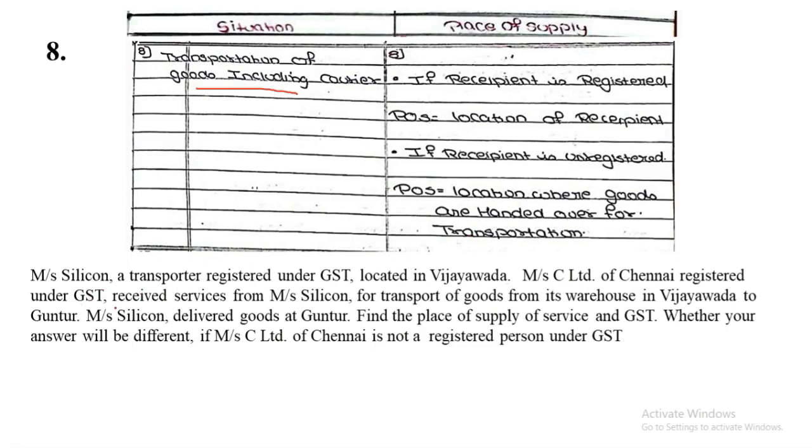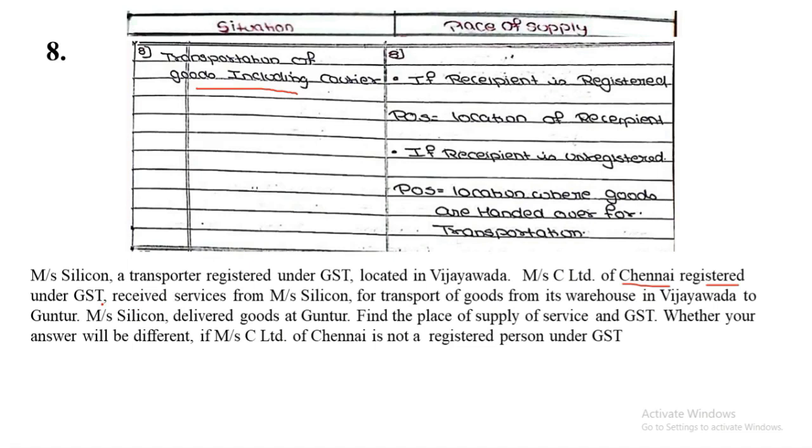Major C Limited of Chennai, registered under GST, received services from Silicon for transport of goods from his warehouse in Vijayawada to Guntur. Silicon delivered the goods at Guntur. Find the place of supply, and whether your answer will be different if he is not a registered person. Silicon is located in Vijayawada, and C Limited of Chennai is registered under GST. He is a registered recipient. As per the rule, if the person is a registered recipient, his location will be considered the place of supply. So in our first condition, Chennai will be the place of supply.